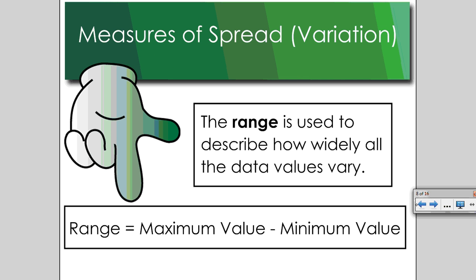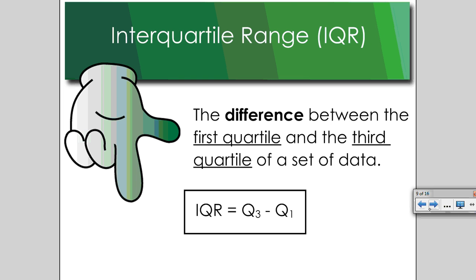All right. Measures of spread, or variation. The range is used to describe how widely spread all the data values are. Range equals maximum value minus smallest value, so use your maximum minus your minimum. The difference between the first quartile and third quartile of the data is called the interquartile range, or IQR. That's just your upper quartile, your Q3, minus your lower quartile.